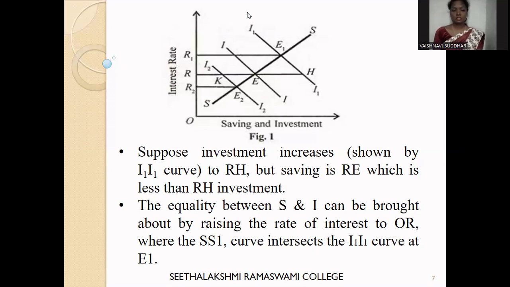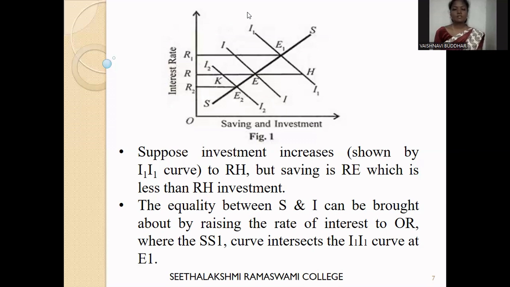In this condition, saving is less than investment, because investment is more. RE is the saving, and RH is the investment amount. So RH minus RE, EH, will be the excess investment. So we can say there is inequality between saving and investment. What is happening next?